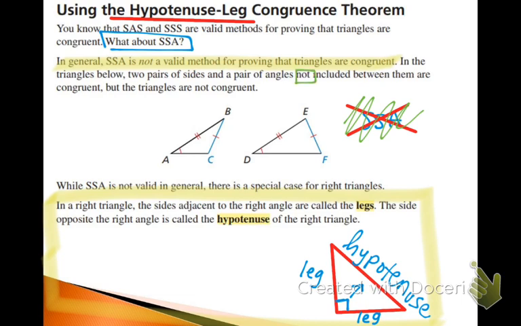In the triangles below, 2 pairs of sides and a pair of angles not included between them are congruent, but the triangles themselves are not congruent. So AB is congruent to DE, so that's a side marked congruent to a side. Angle A is marked congruent to angle D, so it's an angle and an angle. And then, I'm not going to write this one, but BC and EF are sides that are marked congruent.